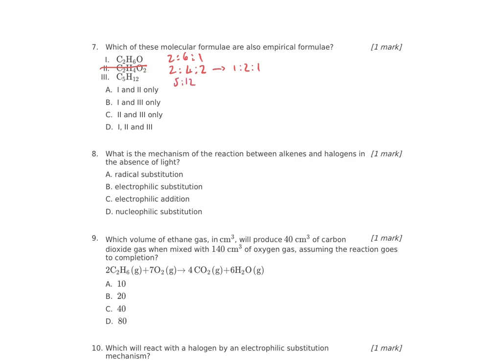So that can't be empirical formula. And 5 to 12, I can't simplify anymore. So 1 and 3 could be empirical formula, but 2 can't because we can simplify that ratio. So we could have CH2O.